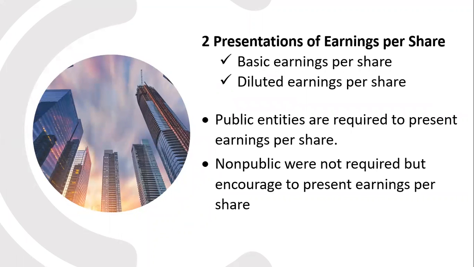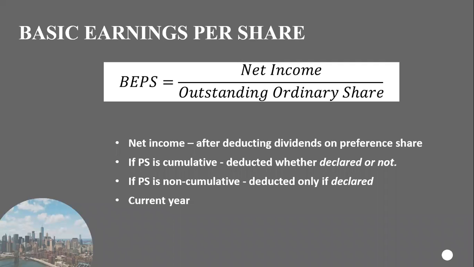So we have two presentations of earnings per share. We have the basic earnings per share and the diluted earnings per share. Public entities are required to present earnings per share, pero ang non-public entities were not required but encouraged to present earnings per share. So we have basic earnings per share. The formula for BEPS is net income over outstanding ordinary shares.